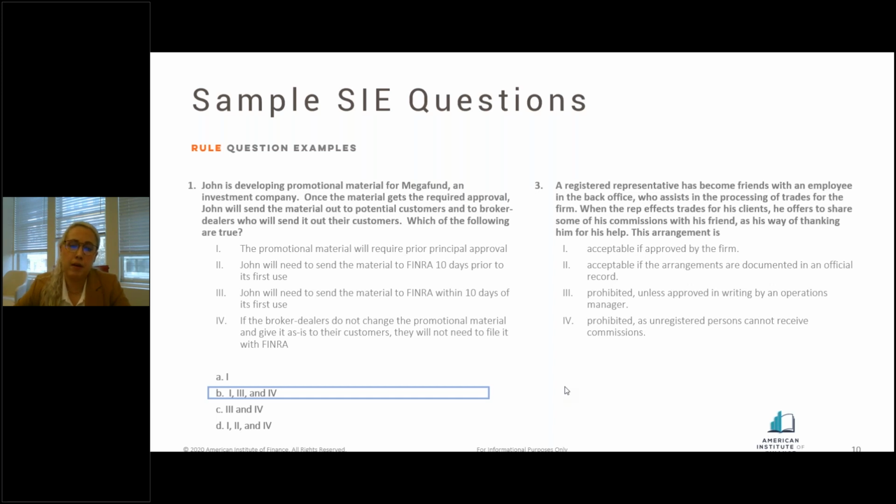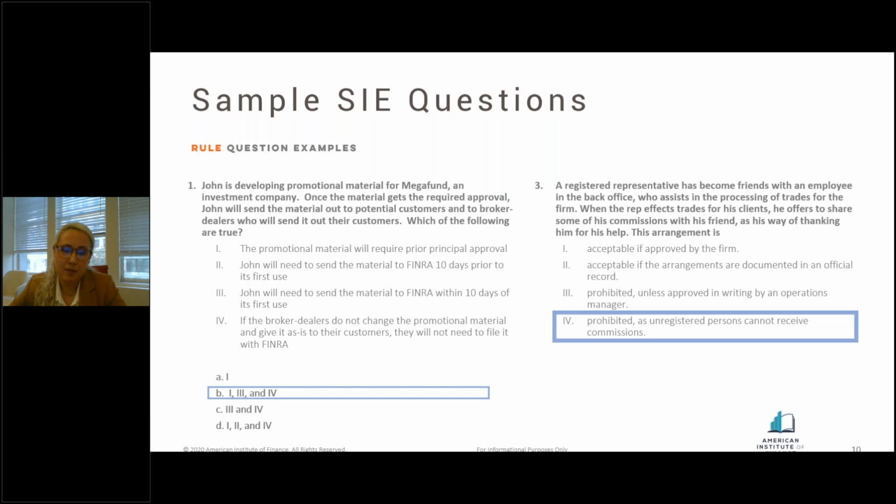But let's remember, every time that someone receives compensation from any type of customer activities, that person needs to be registered, right? That's why we all get registered. So in this scenario, the activity is prohibited because we're talking about an unregistered person. So unregistered persons cannot receive commissions under any circumstances.